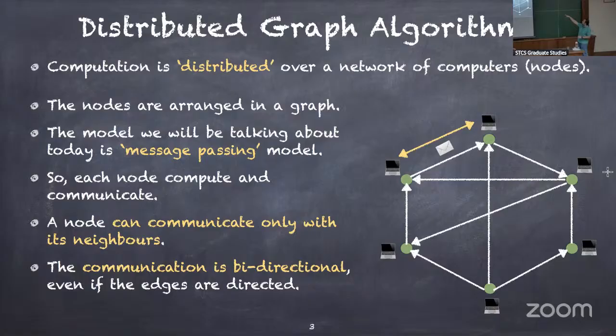Suppose that is an edge from one vertex to another vertex. The edge has some direction, but the communication goes both ways: the upper vertex can send a message to the lower one, and vice versa. So the communication is bidirectional. This has nothing to do with the direction and the weights of those edges. There are other variants also, but today we will be talking about this.